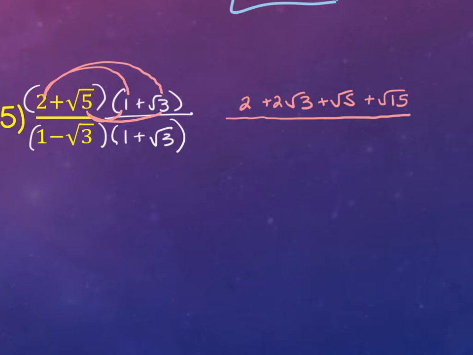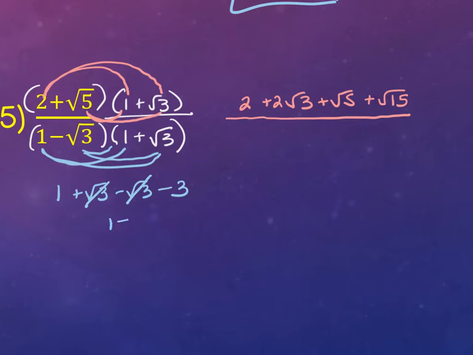Then comes the denominator. I multiply the first, and I get 1. The outer, and I get positive root 3. Inner, I get negative root 3. Last, I get minus 3. If you've done it correctly, the square roots should cancel like these do, and I get 1 minus 3, which is negative 2. That goes in the denominator.